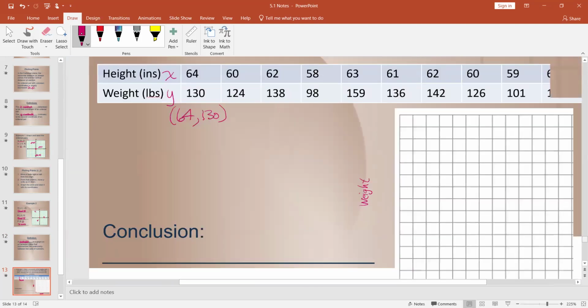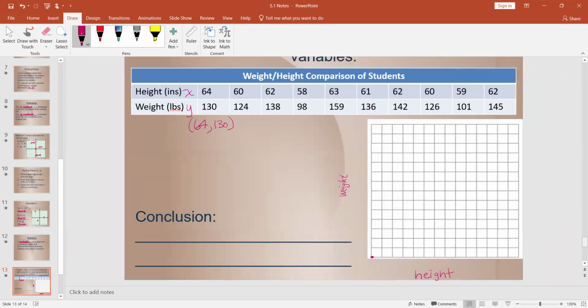Okay, weight in pounds. All right, so now we have to figure out what our range is going to be. I'm not going to start at 0 because that doesn't really make any sense, because all these numbers are pretty large. It looks like for height, our smallest is 58, so we would start at the second point. I'm going to put that at 58. And then it goes up to, looks like 64 is my highest.